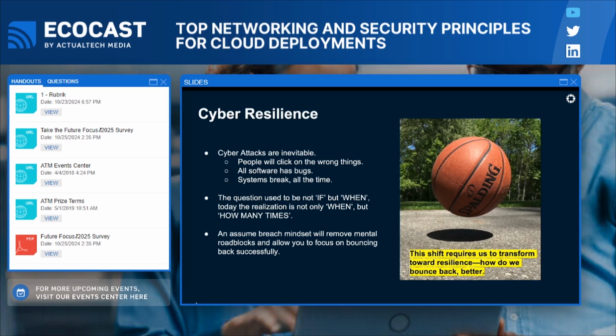So this assume breach mindset will potentially also remove some mental roadblocks and allow you to focus on bouncing back successfully and bouncing back better, building up your, let's say, cybersecurity and cyber resiliency capabilities to safeguard your organization and to continue to run your business on a day-to-day basis.